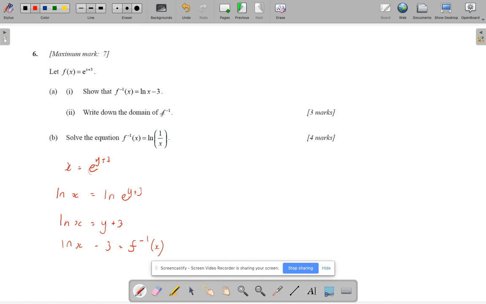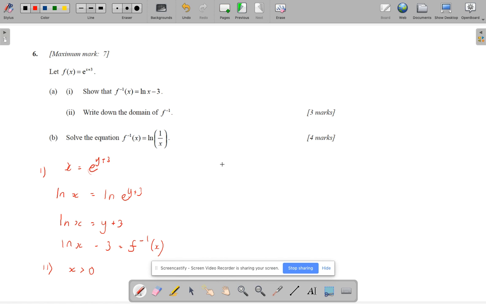The domain of the inverse. Now, the domain is all the numbers that can go in. The numbers I can make x, because I'm doing log x here, x cannot be anything equal to 0 or less than 0. So I have to put x as greater than 0. If I've got anything less than 0, this thing here won't be allowed.